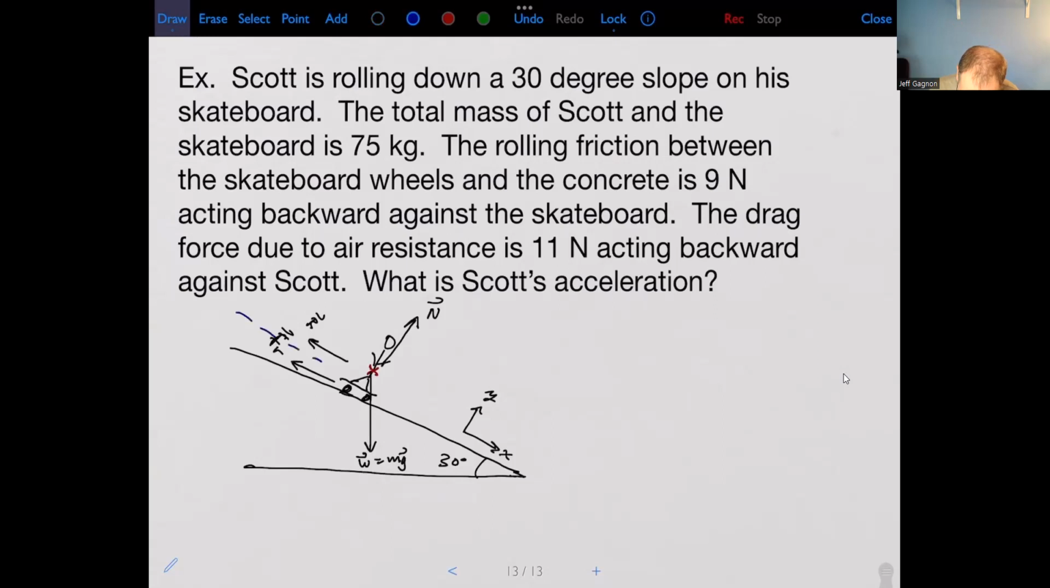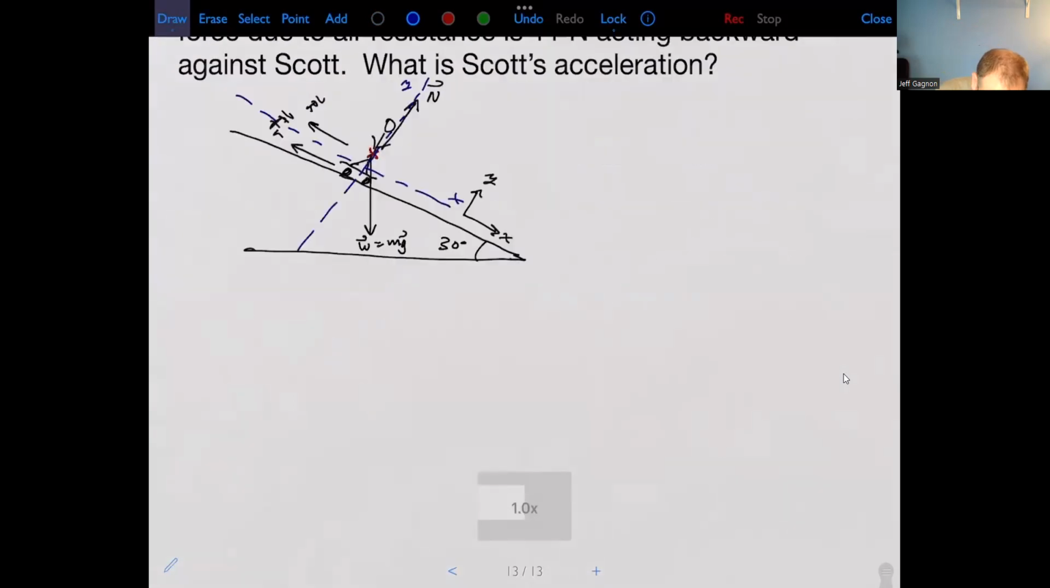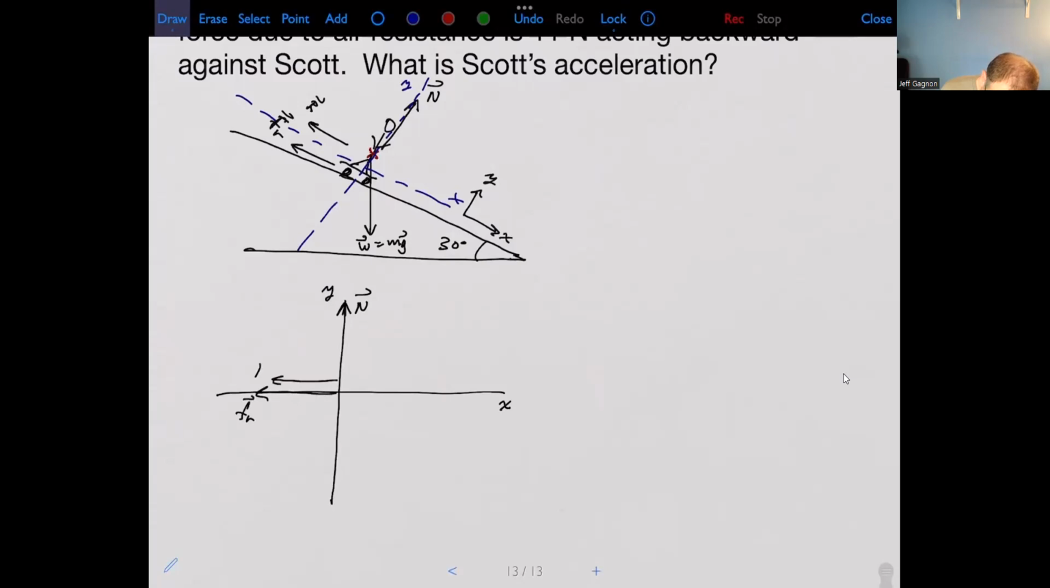So X is going down the ramp like that, and Y is going to be perpendicular to the ramp like this. Okay, here, I'll draw it again where I rotate the coordinate system. See if you guys can see this here. So this is Y now. This is X. So I have the normal force in the positive Y direction, right? Then I have the rolling frictional force in the negative X, and right on top of it, the air resistance is negative X. And now the weight is going to act at an angle like this.